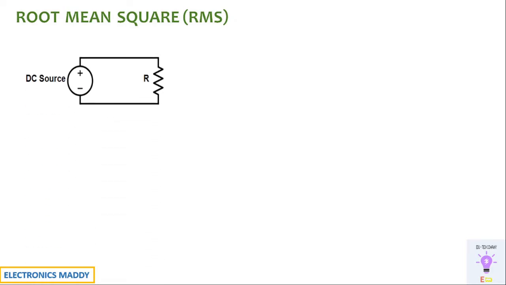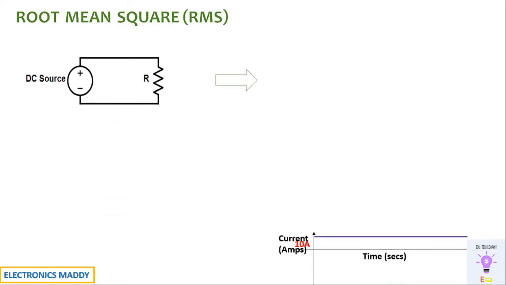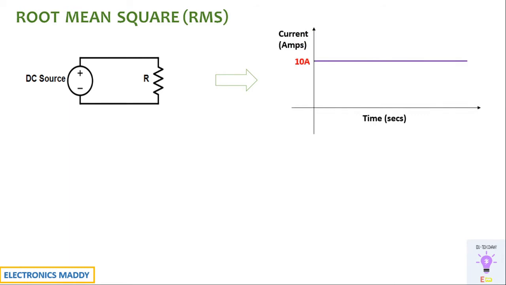So let us consider a DC source. When it is connected to a resistor, the current flows in this form, where we are assuming a current of 10 amps. So for a direct current, the current remains constant throughout the process. If you are supposed to find out the power at any instant of time, it will always be P is equal to VI. So we know the value of I. If we know the value of V, the value of P will be constant at any point of time.